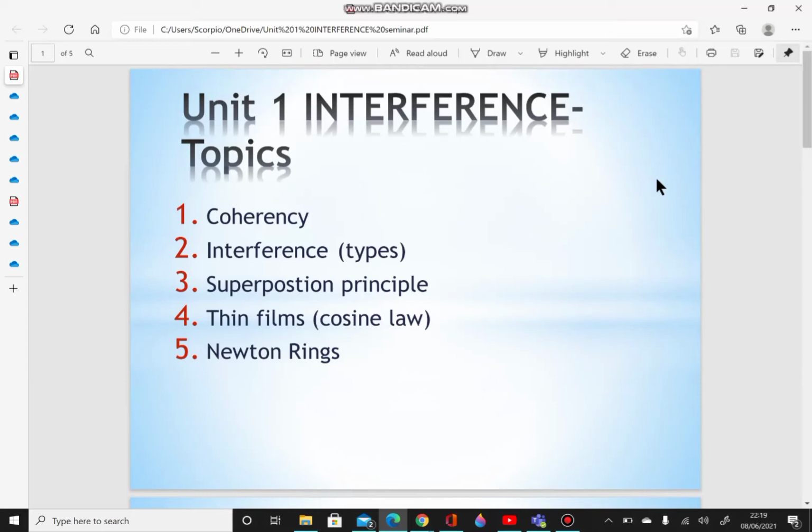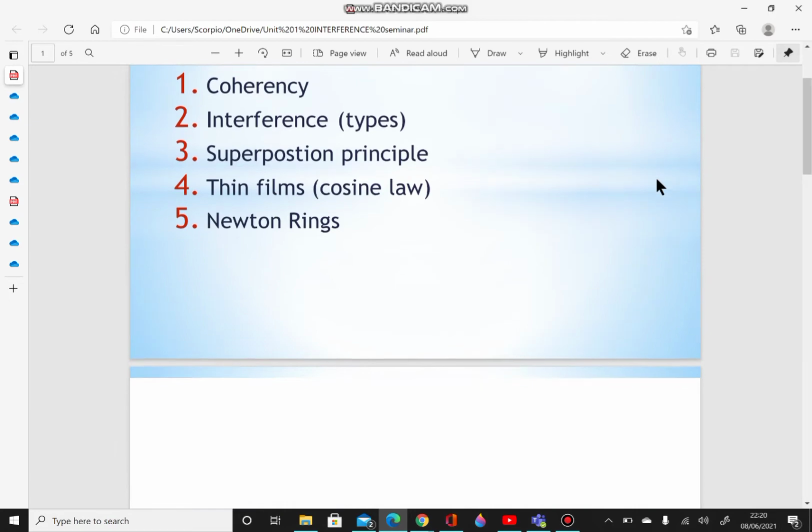For my seminar today, the topics of Unit 1 I'm going to talk about are coherency, interference and its types, superposition principle, thin films and the derivation of the cosine law, and Newton rings. So the first topic is coherency.